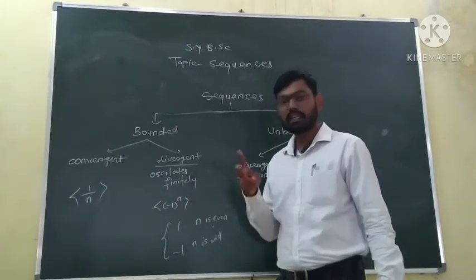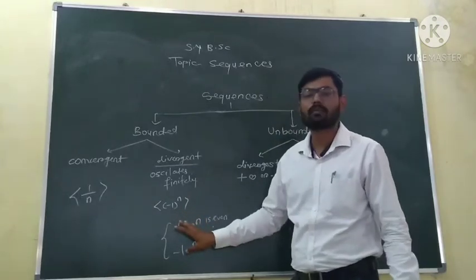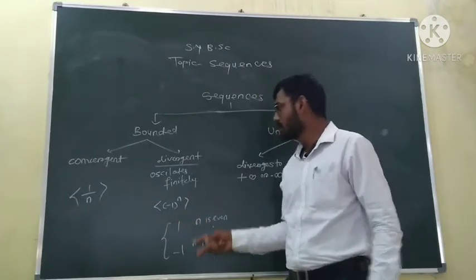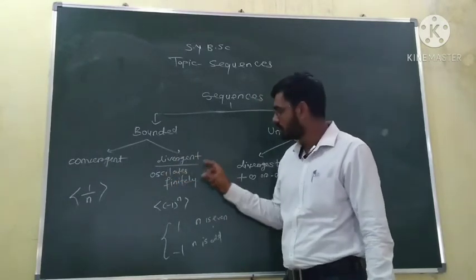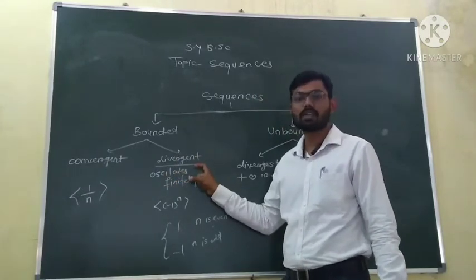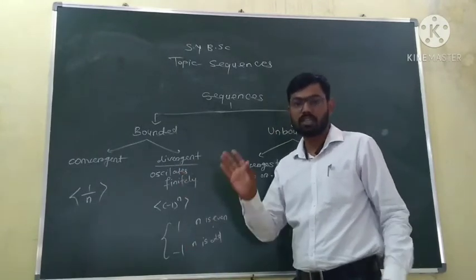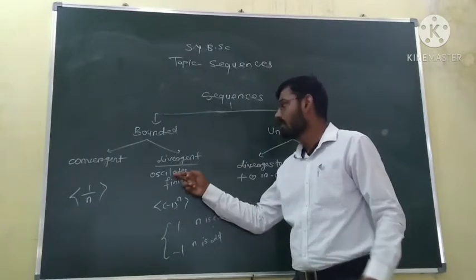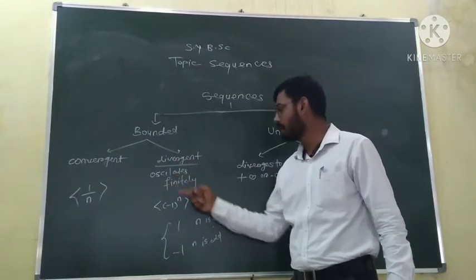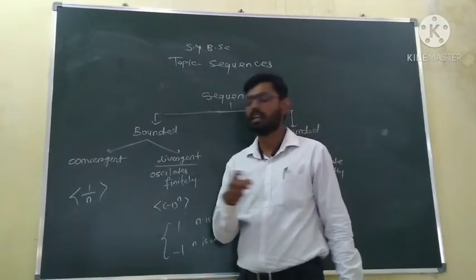But since it has two different limits, 1 and -1, we say this sequence oscillates, and the limits are finite. So we say this divergent sequence oscillates finitely. This is one type of divergent sequence. The sequence oscillates between two limits, 1, -1, 1, -1. So this is an oscillatory sequence, and it oscillates finitely, because it has two finite limits.